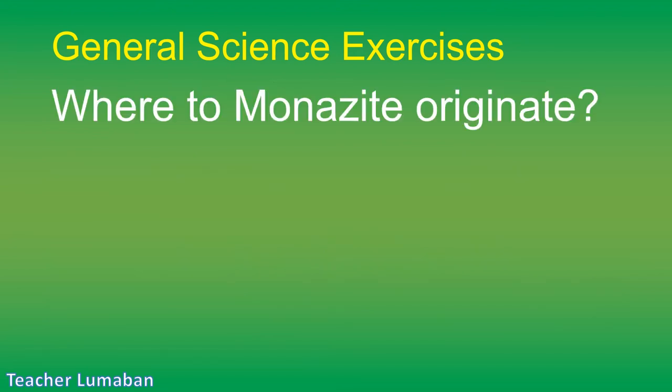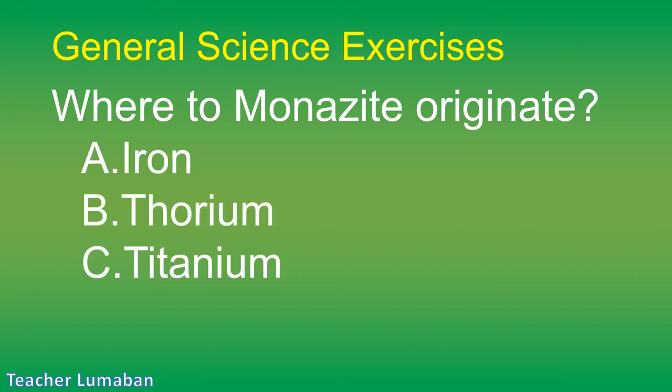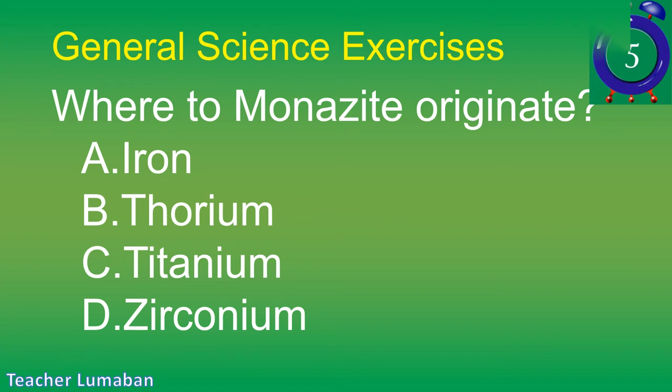Where does monazite originate? Letter A, iron. Letter B, thorium. Letter C, titanium. Letter D, zirconium. Choose the suitable answer to the following choices in 5 seconds. 5, 4, 3, 2, 1.